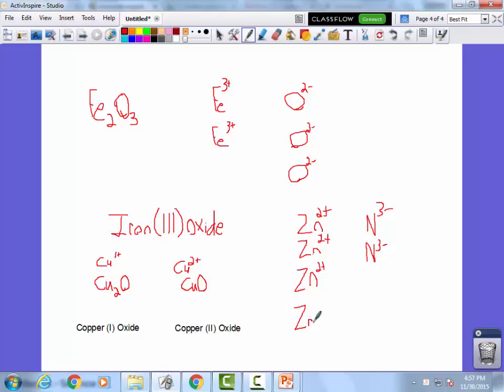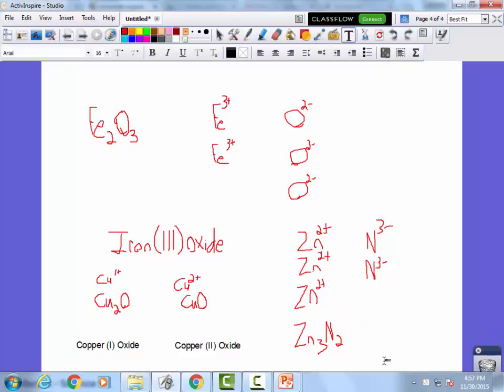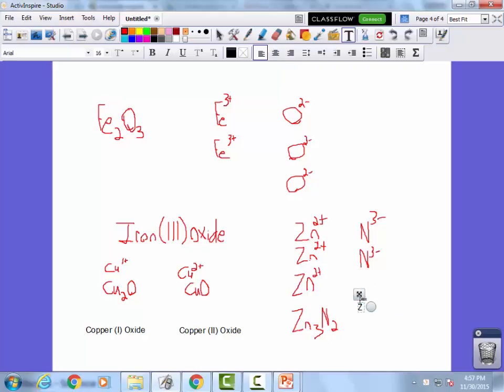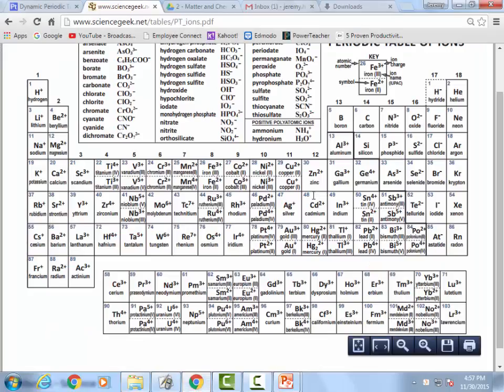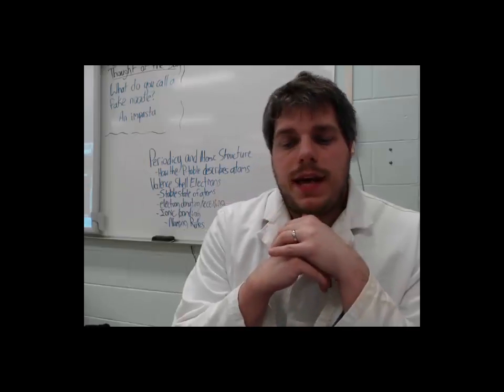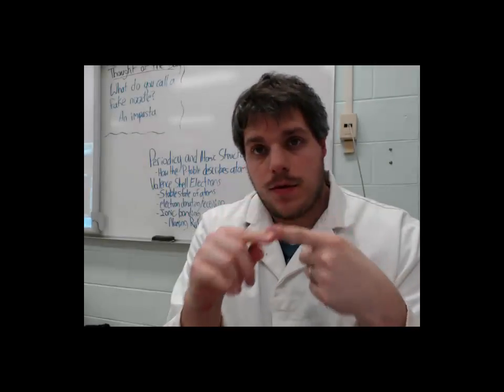This will be Zn3N2. And the name for this is just going to be zinc nitride. So name the metal first, then name the nonmetal second, and change the ending to an IDE ending. You don't need the Roman numerals in the middle because there's only one possible charge that Zn could be. It's 2 plus. That's it. It's 2 plus, not 2 plus or 1 plus. It's just 2 plus.